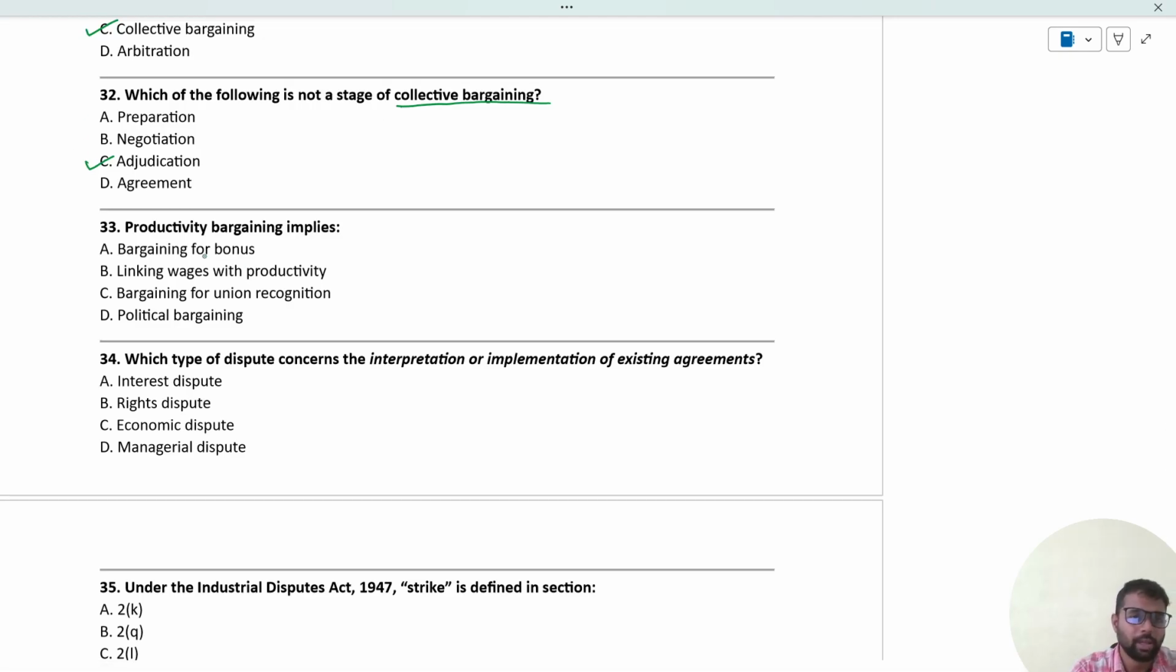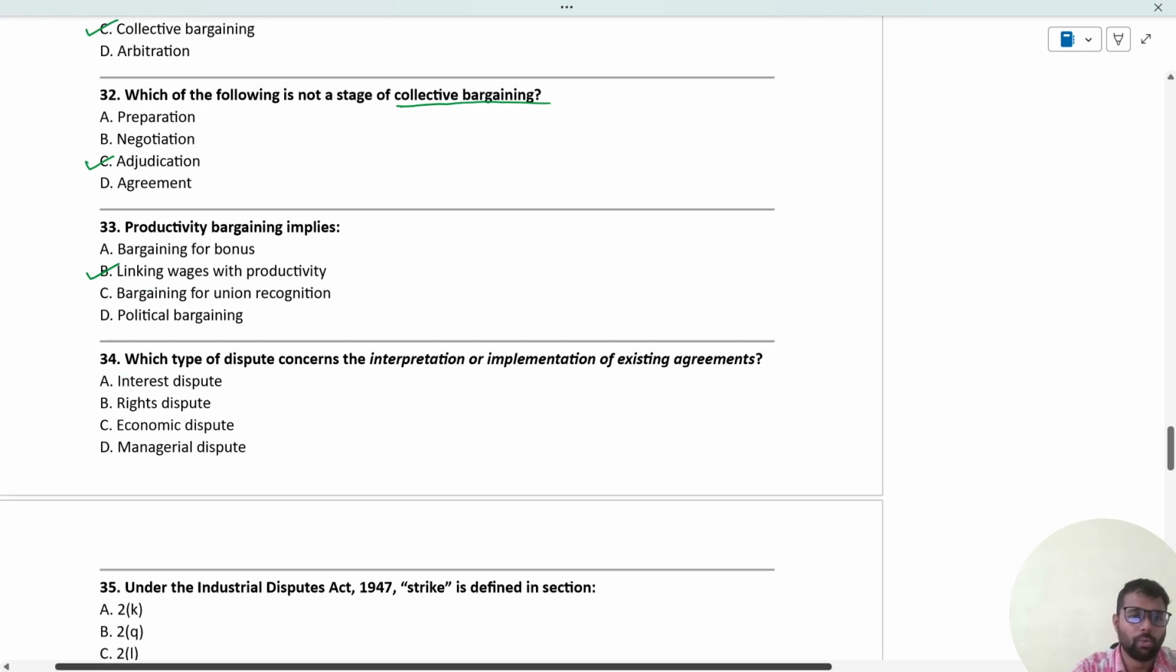Question number 33. Productive bargaining implies to productive bargaining will basically link wages rise to the output increase. We have seen different types of conflict in which we have seen also the different types of conflict resolution technique out of which this question has been asked. The question is productive bargaining. So it link wages with productivity.